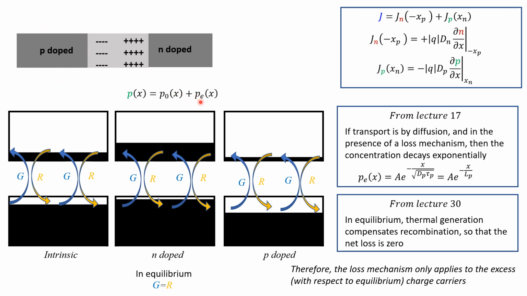So since the net loss mechanism pertains only to the excess concentration, this equation that we derived in lecture 17 actually pertains to the excess concentration, to Pe of x.